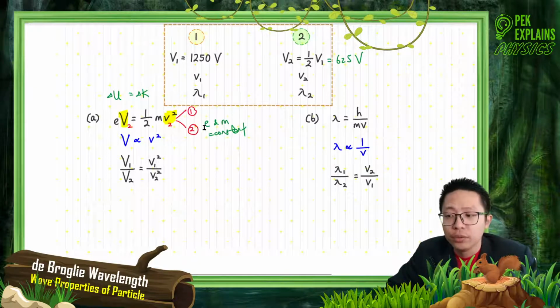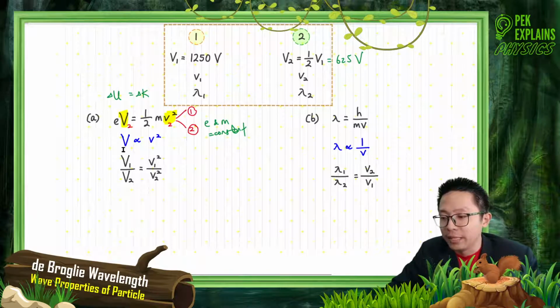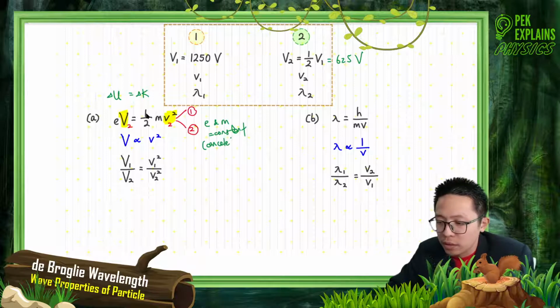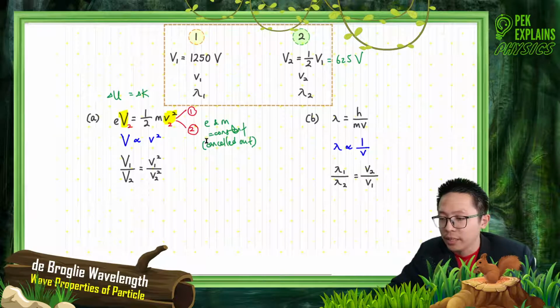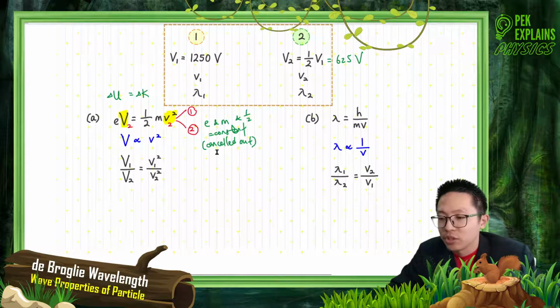The constant values, E and mass, the electron charge and the mass, are constant, so they will be cancelled out. They will be cancelled out, and we are left with only this one. Because why are E and the mass gone already? Because they are cancelled out. I just write here the E and M at the top. The half also is a constant value, also cancelled out.